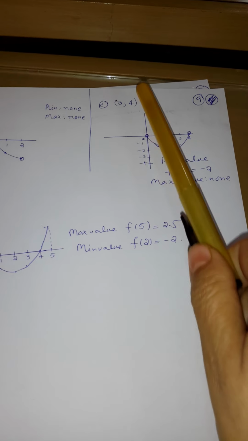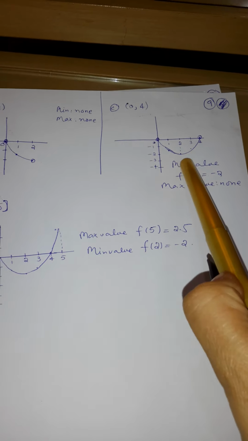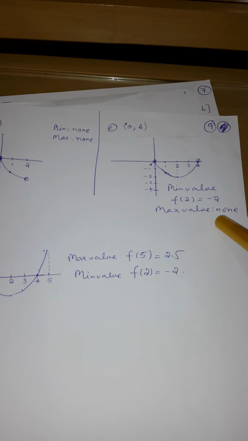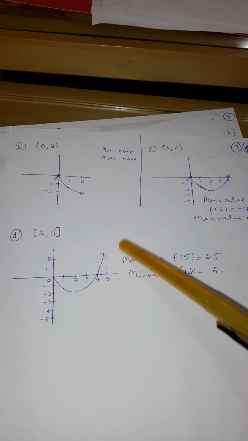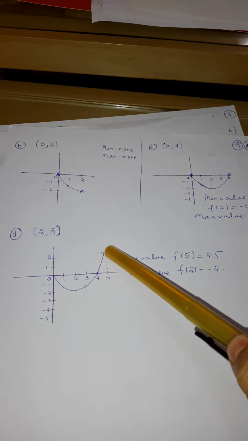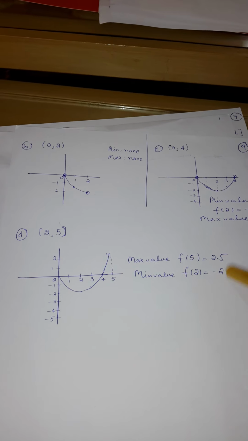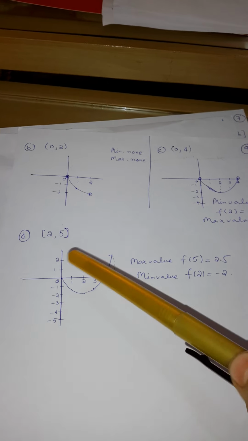The third one is 0, 4. It is an open interval, and here we have only a minimum value, which is at point 2, and the maximum value is none. Part D is from 2 to 5. It is a closed interval. So the maximum value is at point 5, which is 2.5, but the minimum value is at point 2, which is minus 2.